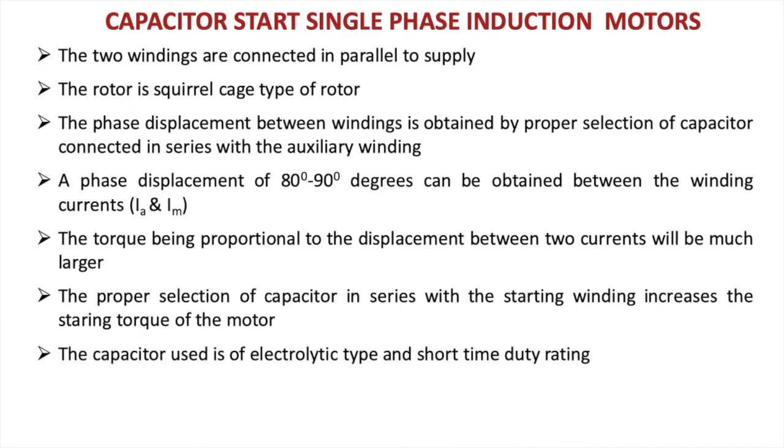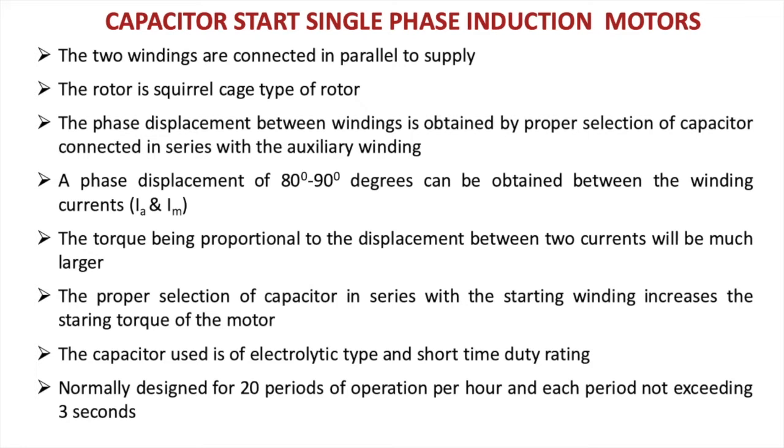The capacitor used is of electrolytic type with short time duty rating, because it's only used for starting purposes. Later on it is removed from the circuit. Hence a smaller size capacitor can be used for the larger purpose, and that is known as the short time duty rating. Normally it is designed for 20 periods of operation per hour, with each period not exceeding 3 seconds.